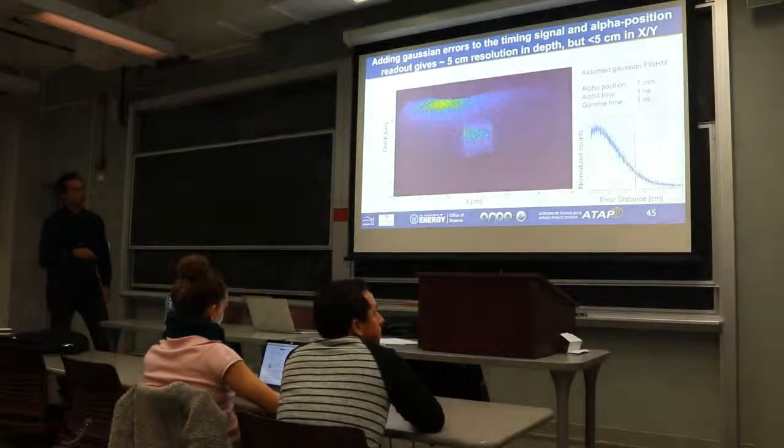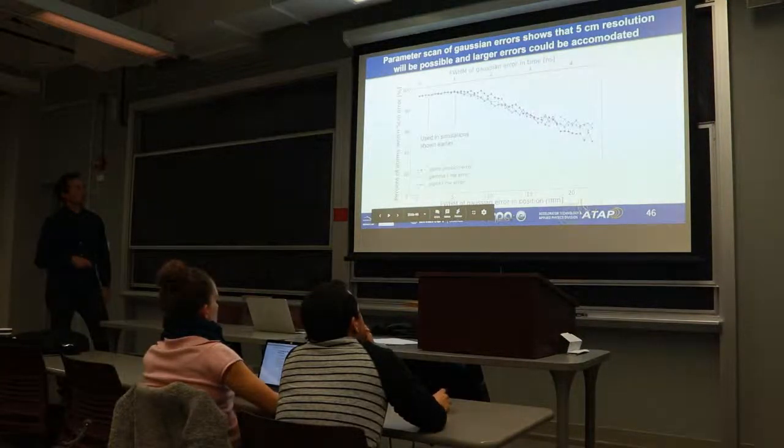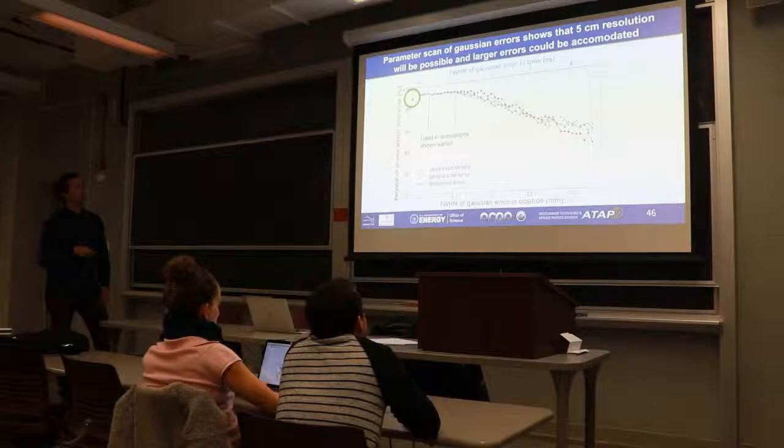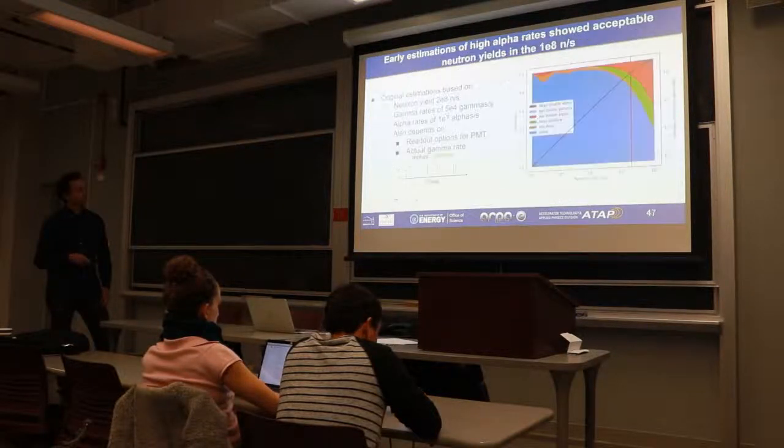Then you can take this percentage under the curve here, and make a plot versus the errors that you have. The top is the Gaussian error in time, the blue curve, and here's the Gaussian error in position. It's the sigma of the error that you add, and this is the simulation we showed, and we're getting roughly 90% of our signal with an error smaller than 5 centimeters. So we're quite happy about this. Even if we had larger errors, it would still be up in the 80%. So we should be able to tolerate some larger errors if it comes to it.